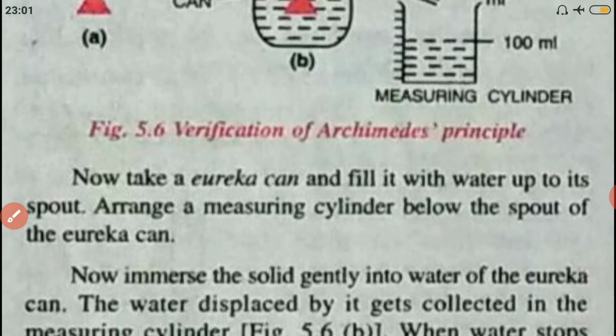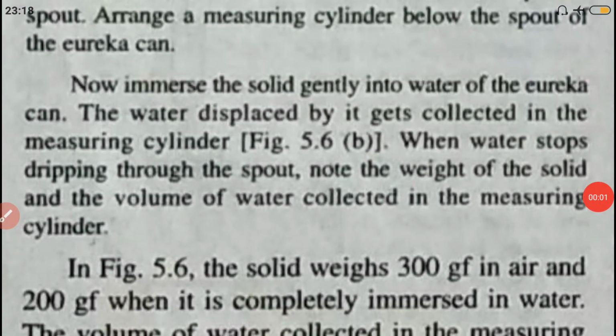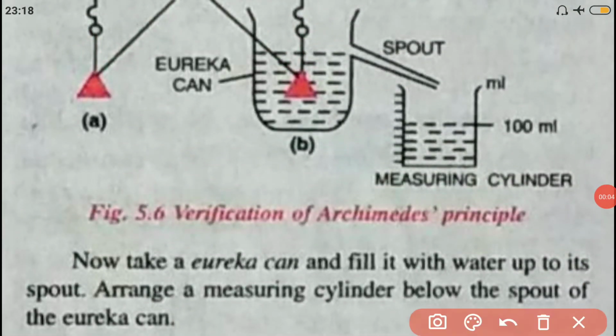Now immerse the solid gently into the water in the Eureka can. The water displaced by it gets collected in the measuring cylinder. When water stops dripping through the spout, note the weight of the solid and the volume of water collected in the measuring cylinder. In figure 5.6b, you can see the water is being collected in the measuring cylinder, whose volume is 100 milliliter. Right, from this volume we can calculate the weight of the water also.